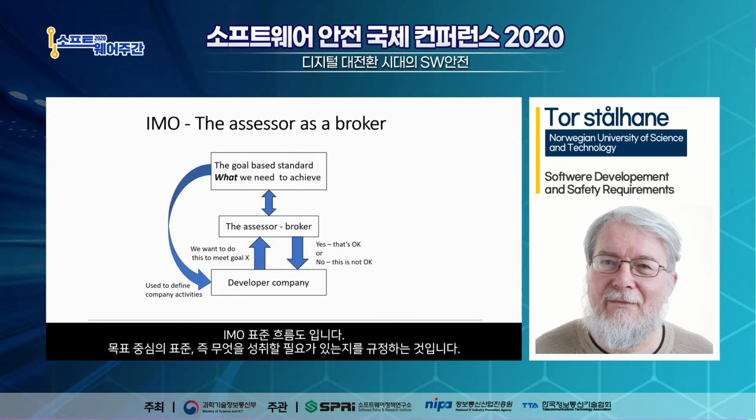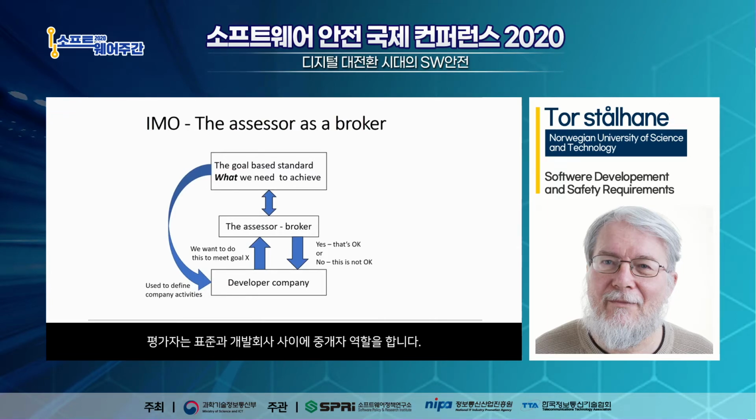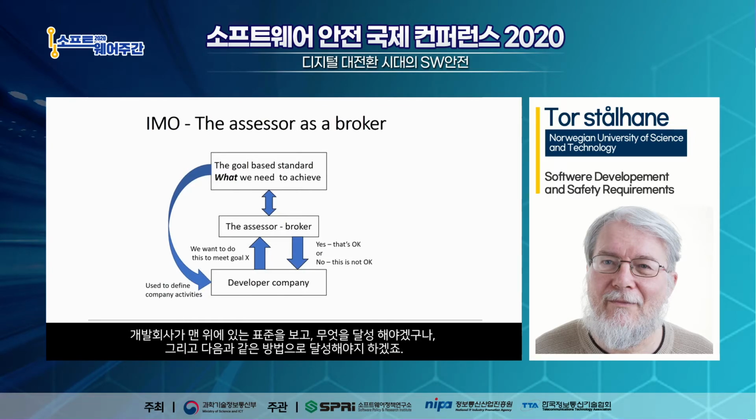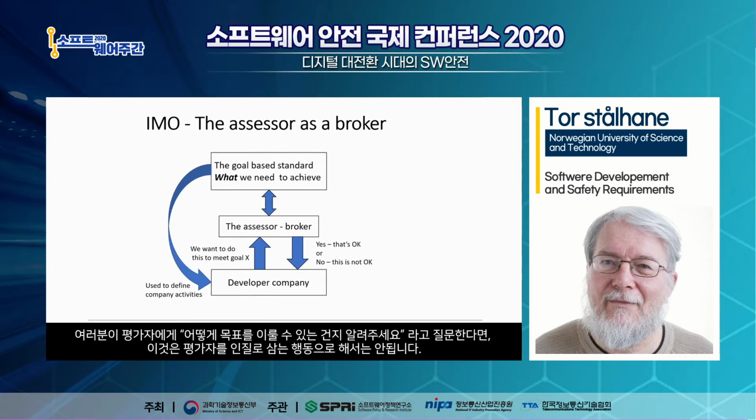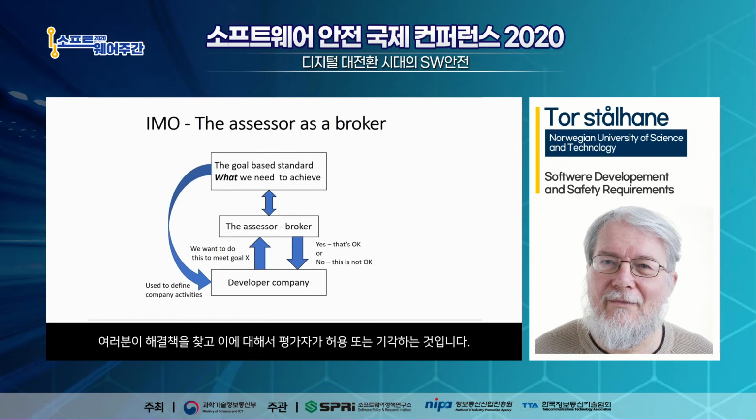And here it works as follows. There is the goal-based standard, what we will achieve. There's the assessor, which works as a broker between the standard and the developer company. So the developer company looks at the standard: here's what the standard says we shall achieve. We will achieve that in the following way, and we have to tell the assessor, and they will say, yeah, that's okay, or no, this is not okay. And if it's not okay, you have to find something else. Note, you cannot keep the assessor hostage by saying, please assessor, how are you going to achieve this? So you have to come up with a solution, and the assessor will accept or reject it.